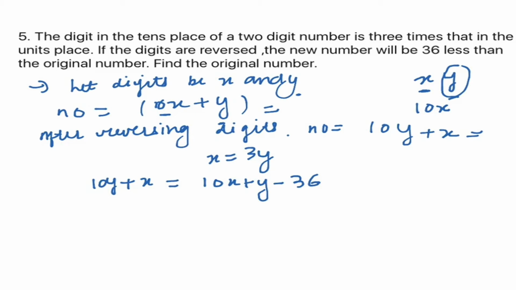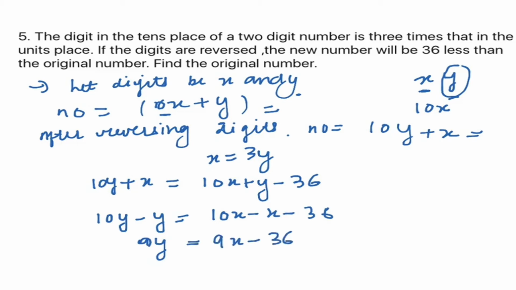So here we can transpose y over here, 10y minus y is equal to, and we are transposing x to the right hand side, 10x minus 36. So it means we got 9y is equal to 9x minus 36. Now here we can see, here we have the value x is equal to 3y. So we can substitute the value of x. Substitute x is equal to 3y in the given equation.